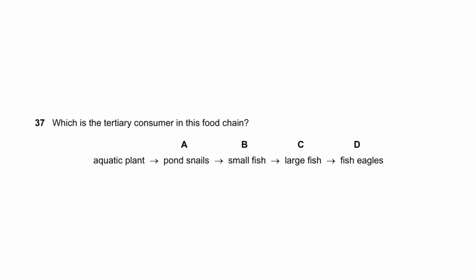Question 37 says, which is the tertiary consumer in the food chain? So, a common mistake is people will start counting from here, 1, 2, 3, and they would choose B. But plants are not a consumer, they're a producer, so they don't count. So you start counting from pond snails. 1, 2, 3, so the answer is C.